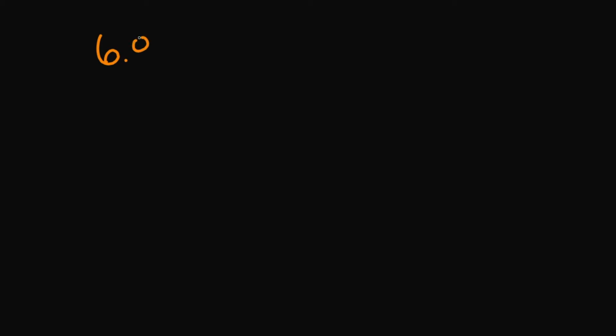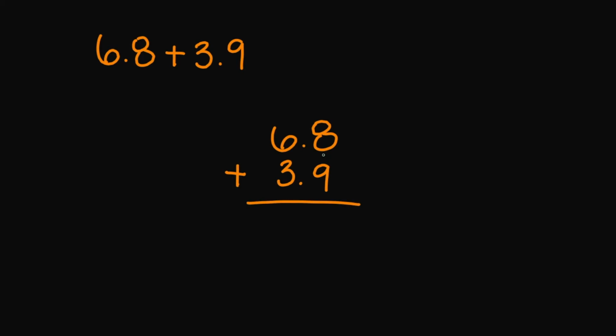Let's try 6.8 plus 3.9. Okay, so let's go ahead and set up our addition problem here. 6.8 plus 3.9. All right, so first we're going to add 8 plus 9 is 17. I'm going to write my 7, carry the 1. Then 1 plus 6 is 7. 7 plus 3 is going to be 10. All right, and now I'm going to make sure that I bring my decimal down. So your final answer is 10.7.